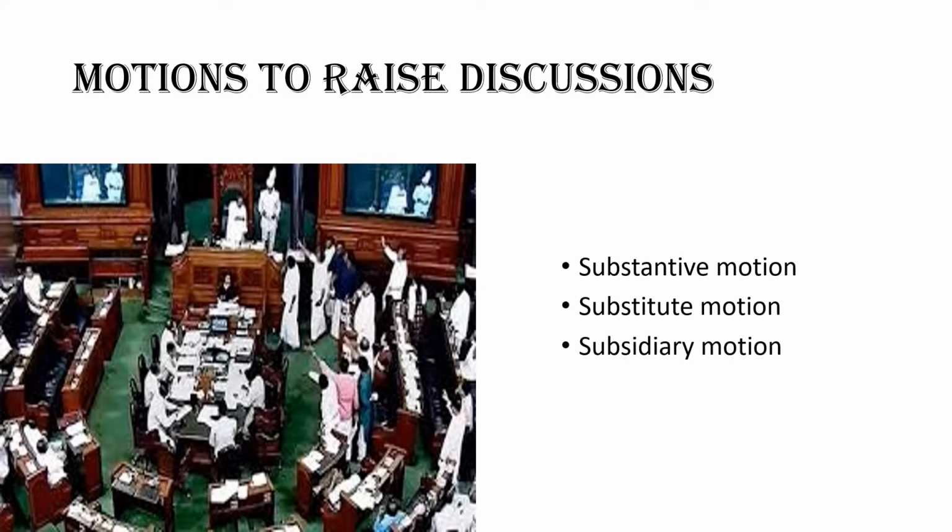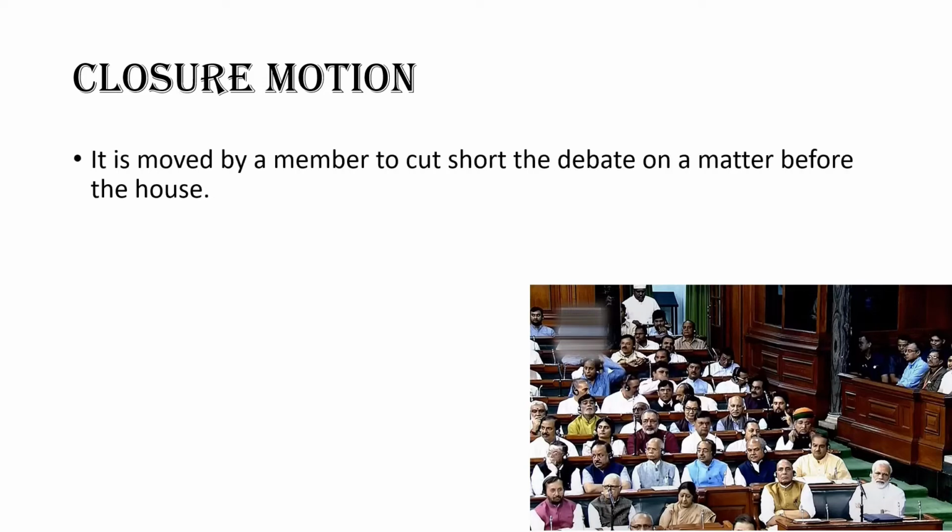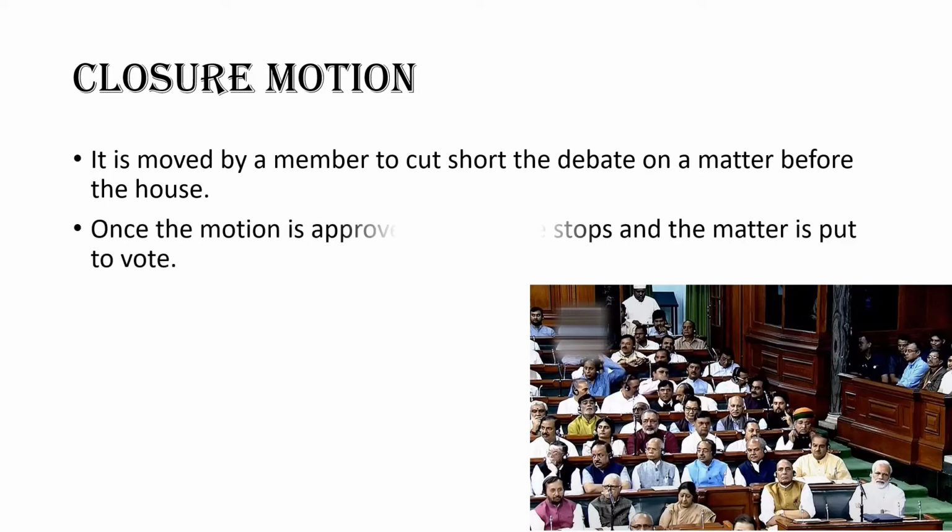Number 3, subsidiary motion. It is a motion that by itself has no meaning and cannot state the decision of the House without reference to the original motion or proceedings of the House. Another important device is the closure motion. It is a motion moved by the member to cut short the debate on a matter before the House. If the motion is approved by the House, debate is stopped forthwith and the matter is put to vote.